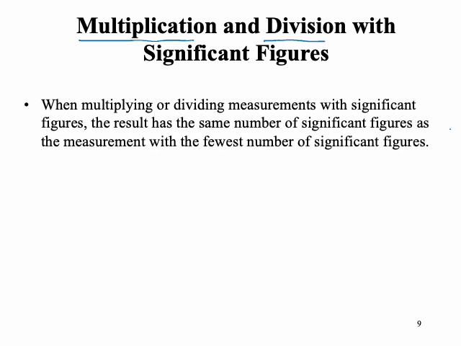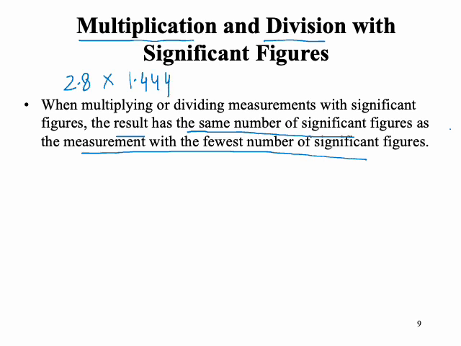For instance, the first rule is, if your question is about multiplication and division, or if you only have multiplication or division in your question, the number of sig figs present in the result is the same number of sig figs as the measurement with the fewest number of sig figs. So if you're doing 2.8 multiplied by 1.444, then your final answer should only have 2 sig figs.